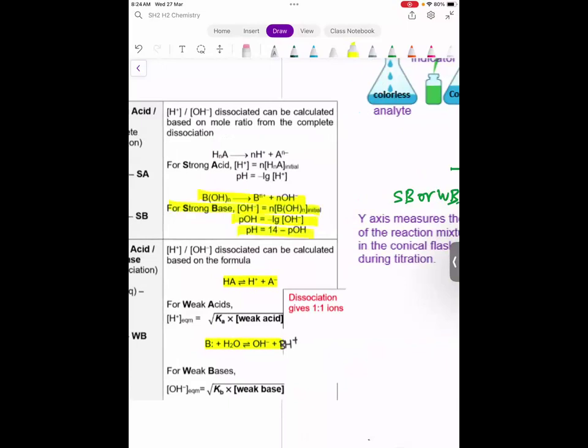So this means that your conical flask contains what? What's inside your conical flask? The base. It must be the base inside your conical flask. So strong base, it will be this approach. If it's a weak base, then it will be this approach. Okay, we must be open to that first. We can't tell whether it's strong or weak base unless the question tells so. All right?